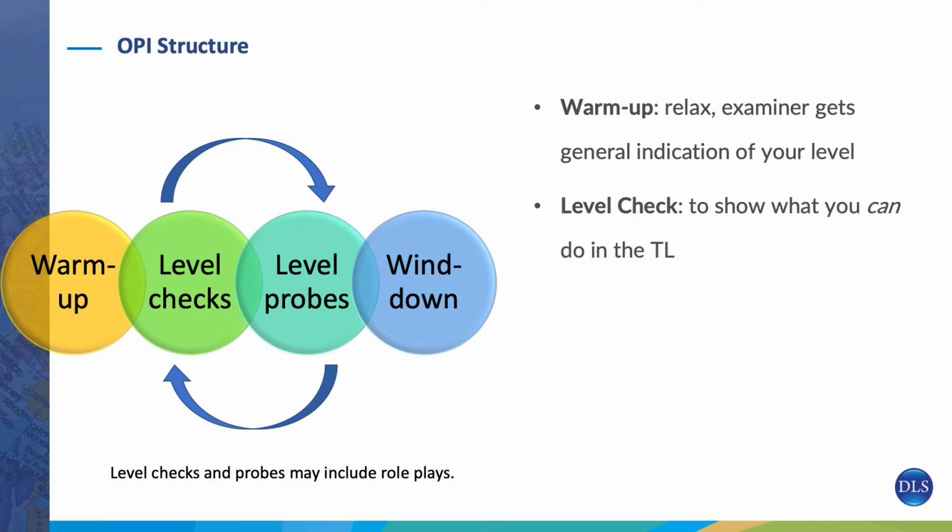Then, after the examiner makes his or her first guess about your level, they're going to move into a level check. The goal of a level check is to see what you can do in the target language, and what level you can sustain within it. And of course, when we talk about levels here, we're referring to the ILR levels of 0, 1, 2, 3, 4, and 5. So the tester wants to see what level of communication you can sustain, what your highest baseline is, where you can complete all of the functions within that level.